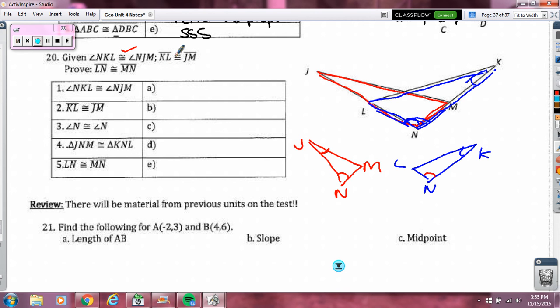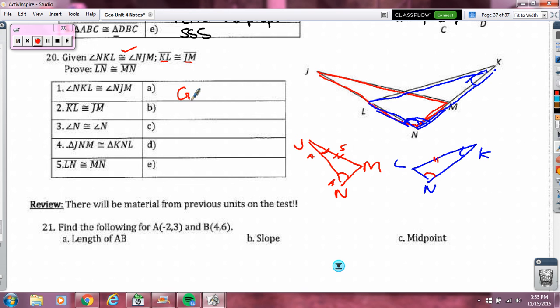Okay, so I put that in my picture. I also know that KL and JM are the same. So KL here, JM is here, and then it looks like I'm going to be using angle, angle, side on these guys. So let's start our proof.